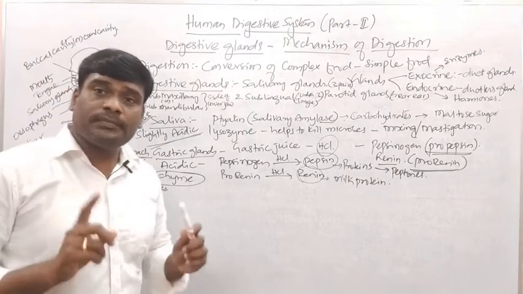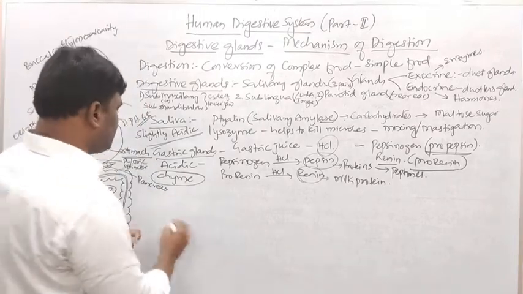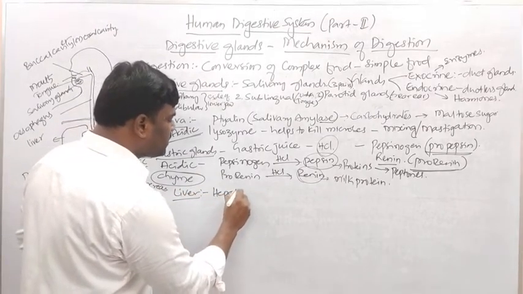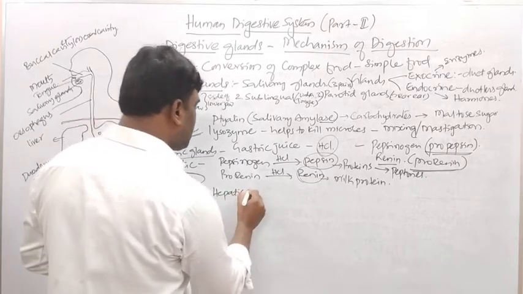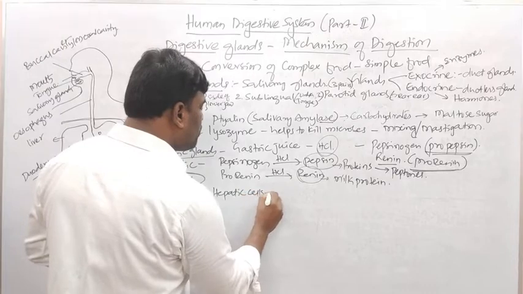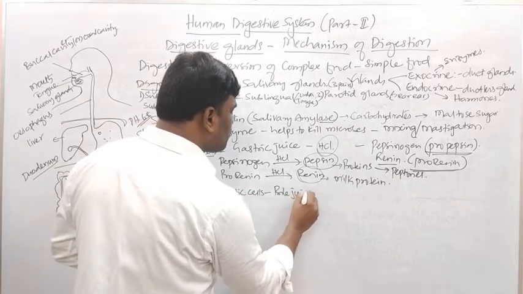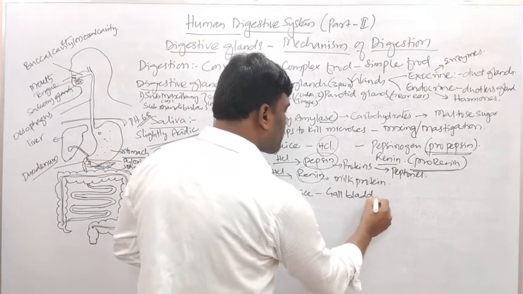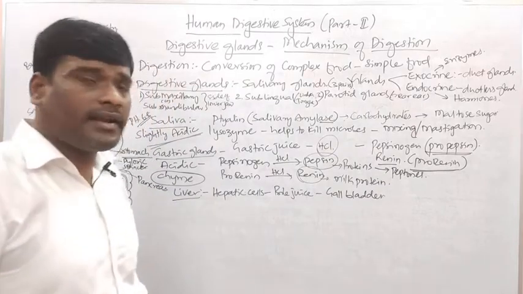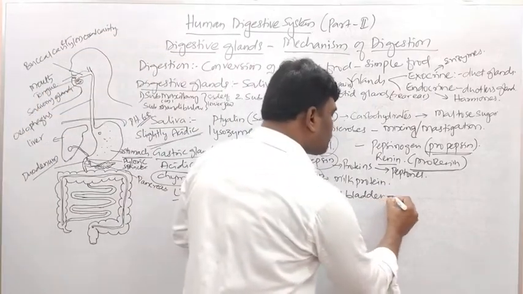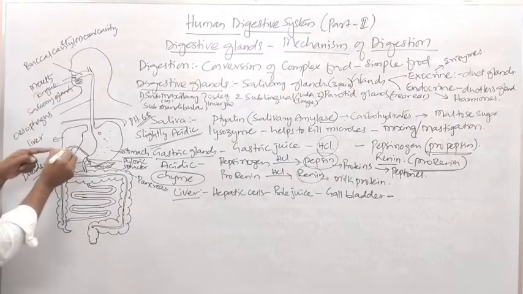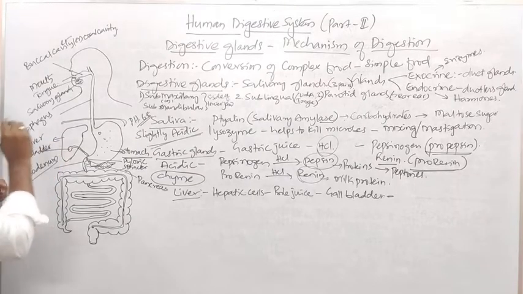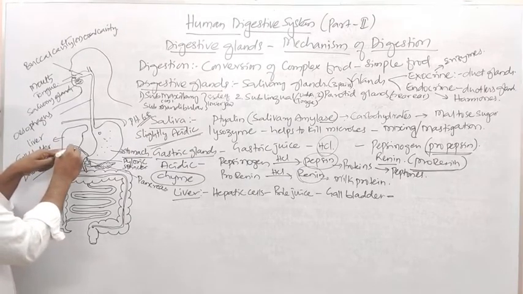Okay, so the liver is made up of hepatic cells. I'll write it here. Next one is what, children? Liver. So the liver is made up of hepatic cells. These hepatic cells, children, produce bile juice. And this bile juice is stored in the gallbladder. So let me see. This is a gallbladder, children.